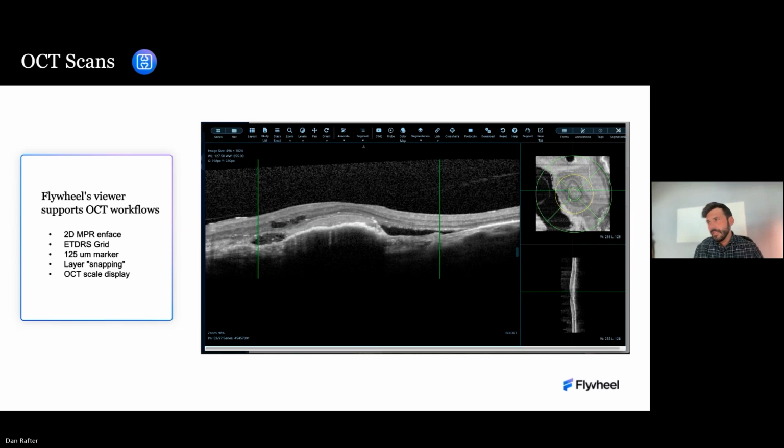We've also got ways to do calibration and layer snapping. So if I'm annotating my layers and a layer that is meant to be above another layer crosses that line, it automatically will snap that annotation. Really just trying to expedite any workflow that you would be doing around manual labeling of the images. And we also have an OCT scale display as well.